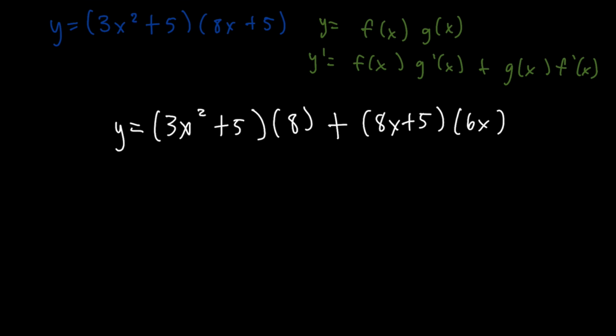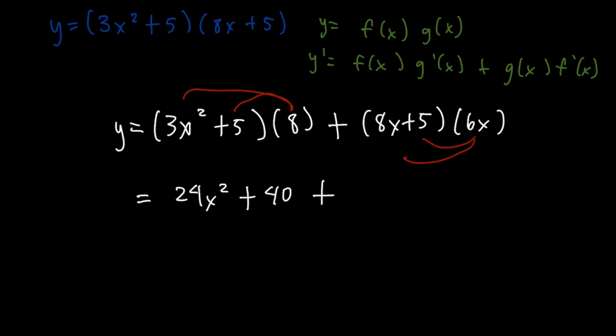Then we can distribute 8 here and 6x here. 3x squared times 8, that is 24x squared. 5 times 8, that is 40, plus 8x times 6x, that is 48x squared. 5 times 6x, that is 30x.